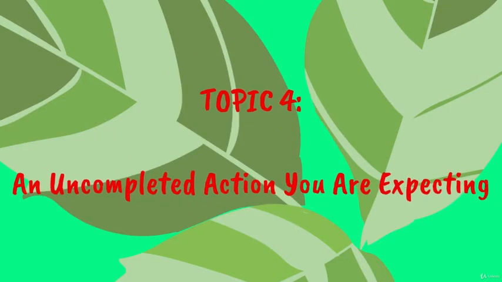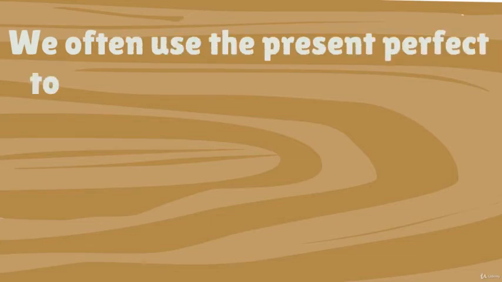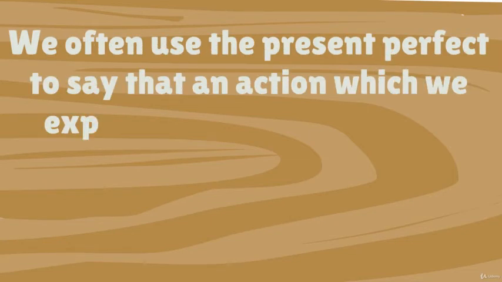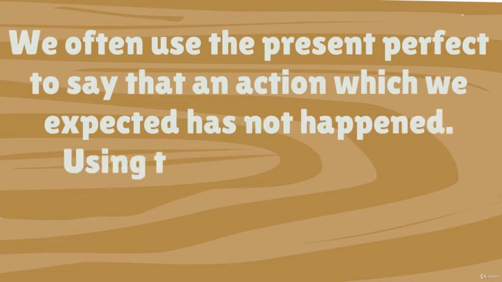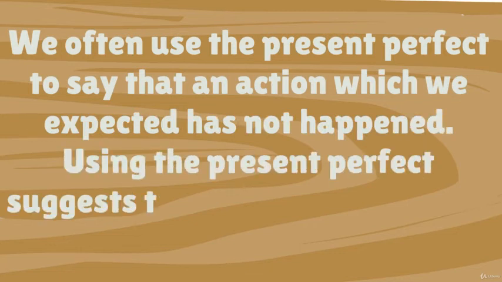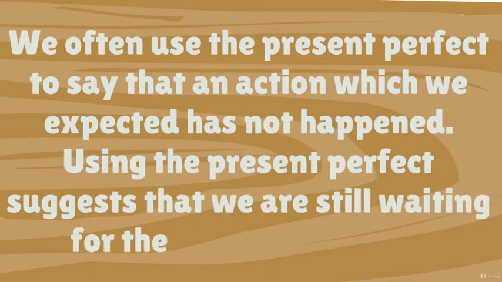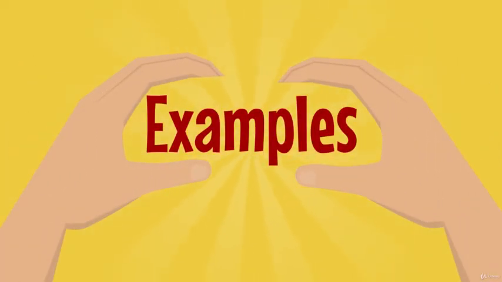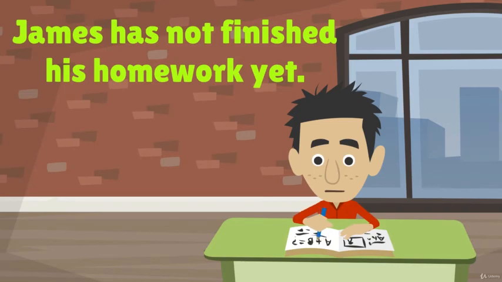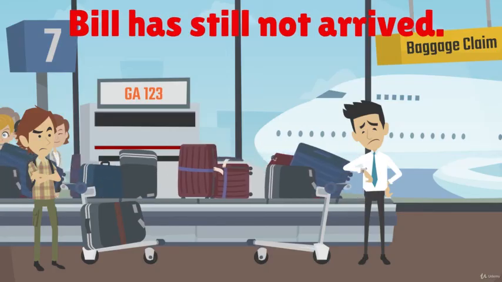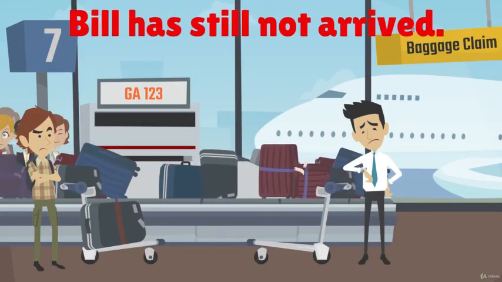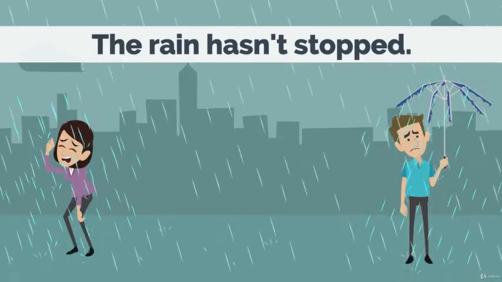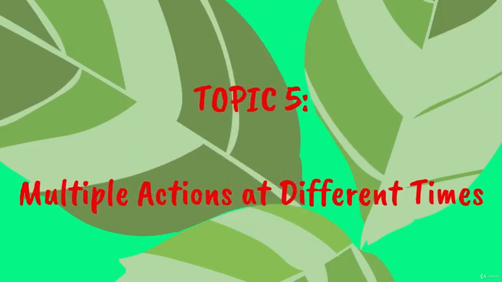Topic 4. An uncompleted action you are expecting. We often use the present perfect to say that an action which we expected has not happened. Using the present perfect suggests that we are still waiting for the action to happen. Examples: James has not finished his homework yet. Bill has still not arrived. The rain hasn't stopped.